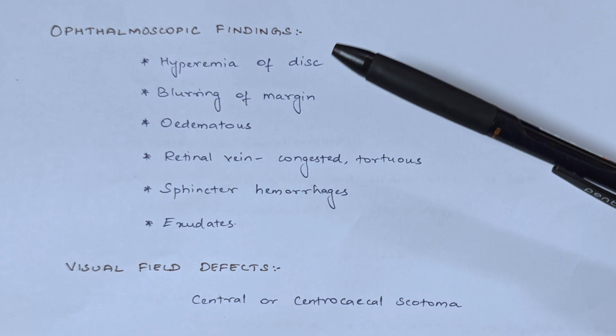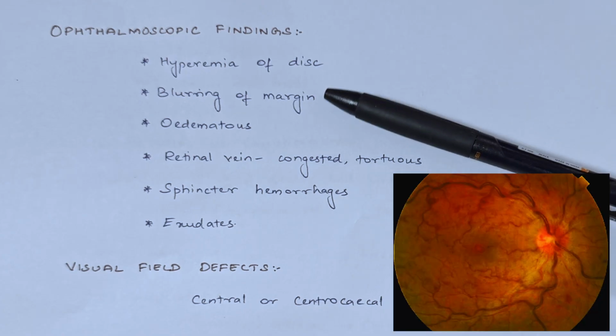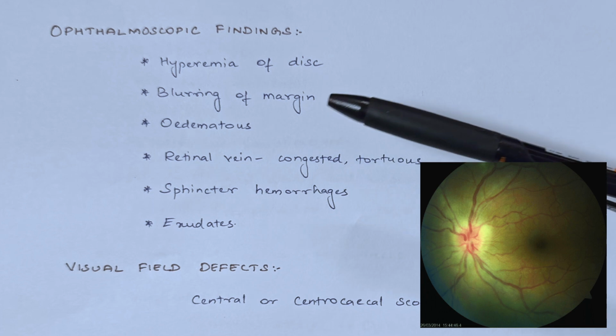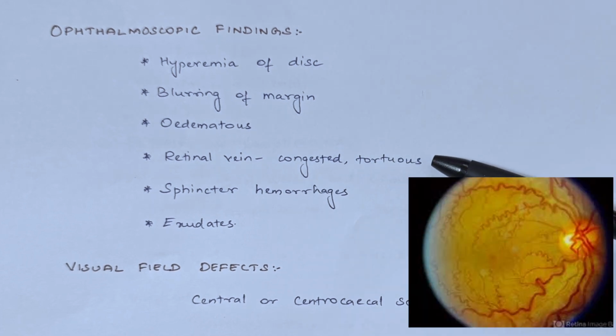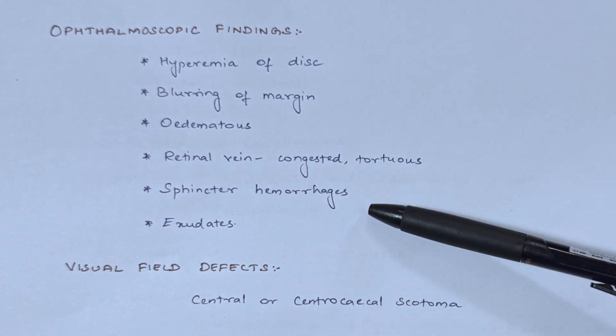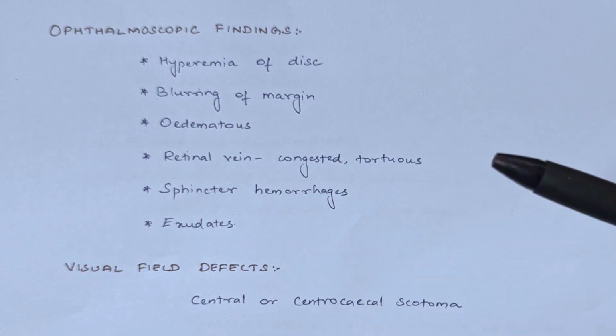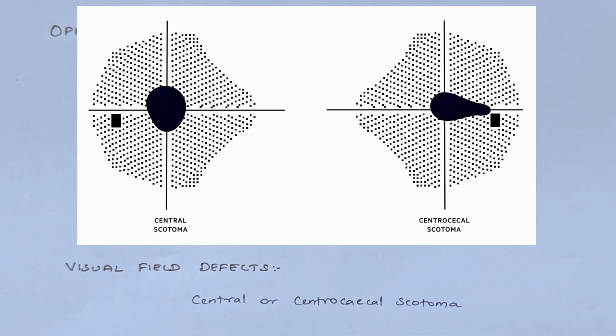Ophthalmoscopic findings: there will be hyperemia of disc, blurring of the margin, edematous, retinal vein is congested and tortuous, splinter hemorrhages occur, and exudates are seen. Visual field defects will be central or centrocecal scotoma.